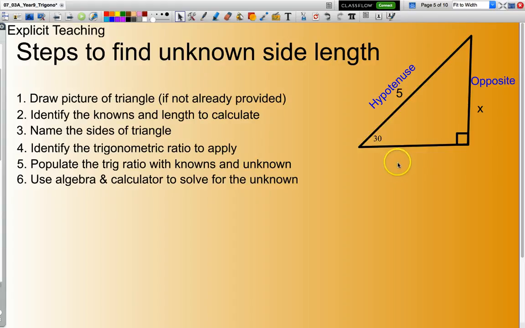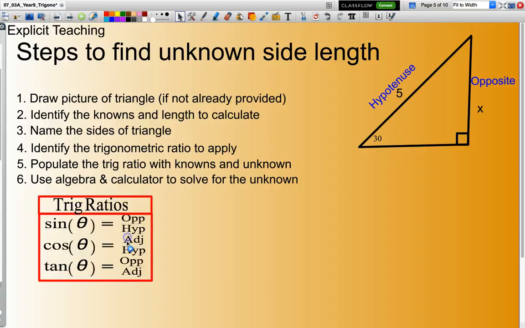Now I need to identify the trig ratio to use. Here are my trig ratios. Which one of those contains both the opposite and the hypotenuse? Well, you can see it's the one right at the top. It's the sine theta. Sine theta equals opposite divided by hypotenuse. I always write that down.